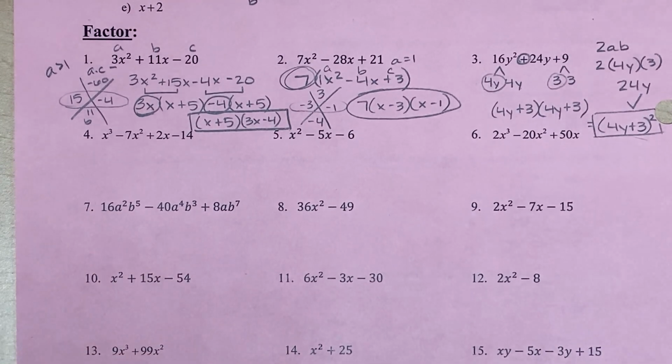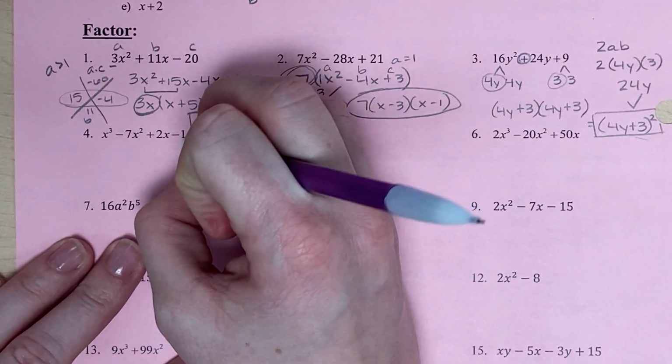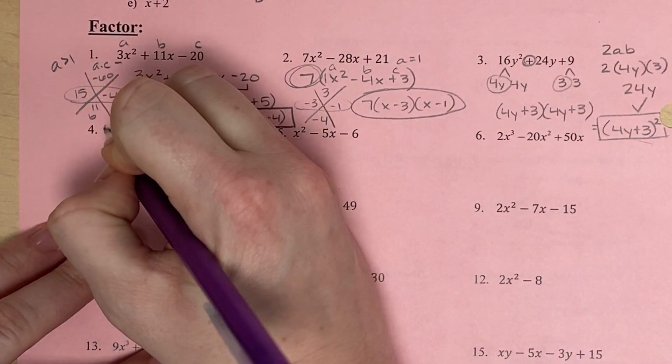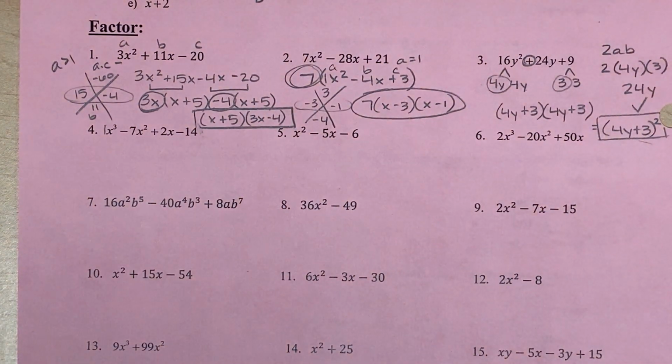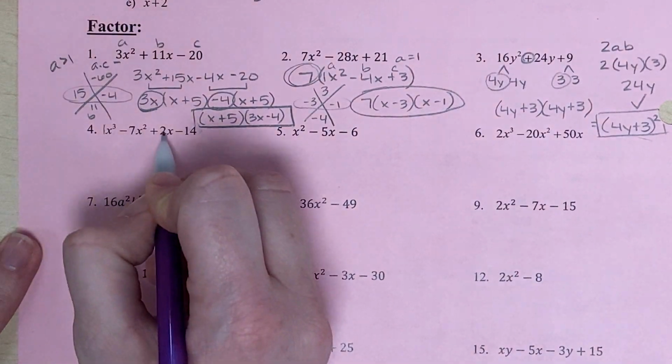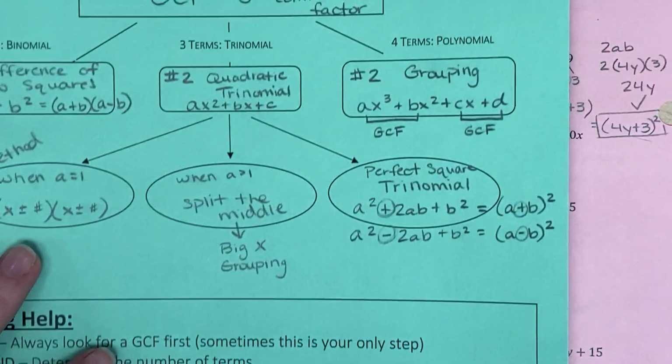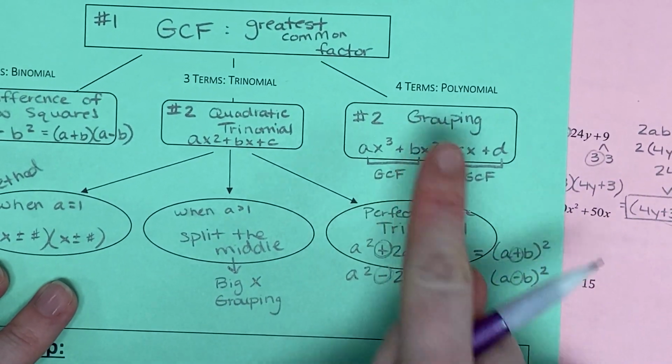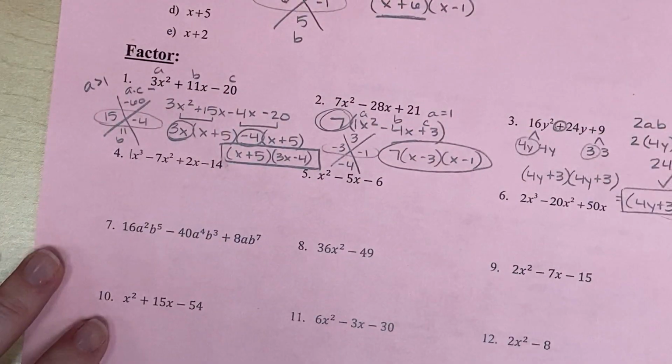Looking at number 4, the first thing I want to always do is look for a GCF. There is no number that goes into 1, 7, 2, and 14. So there's no GCF here. Second thing I see is that it's 4 terms, and the only possible thing to do when it is 4 terms is what we call factor by grouping. So that's what I'm going to do here.